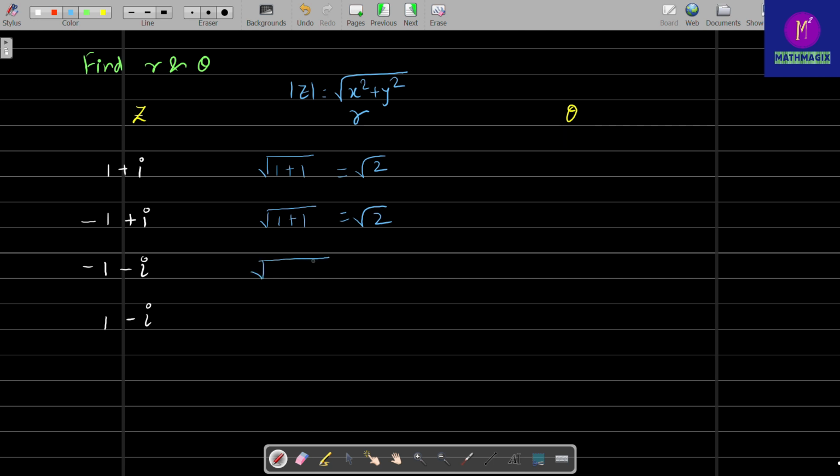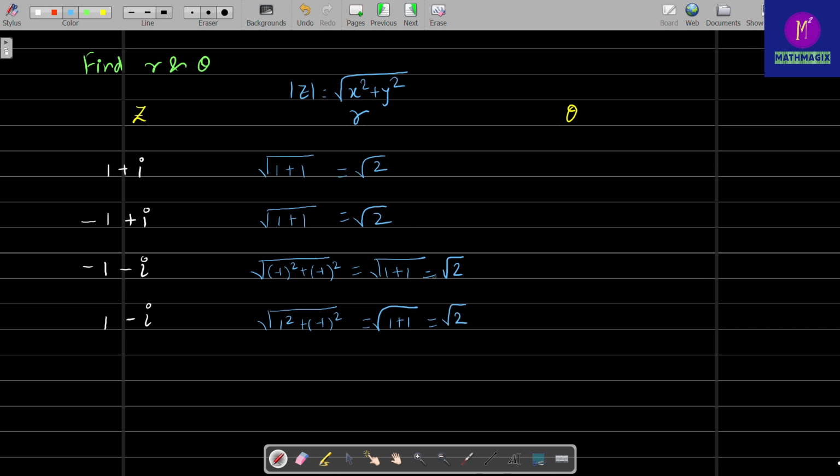Here again we have x as minus 1 squared and y as also minus 1 squared, which is the square root of 1 plus 1, that is the square root of 2. For 1 minus i, we have the modulus of z as the square root of 1 square plus minus 1 square, which is the square root of 1 plus 1, which is the square root of 2.